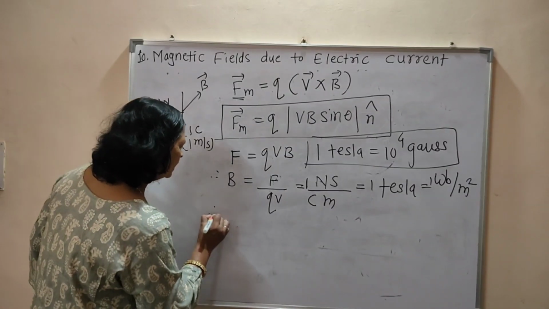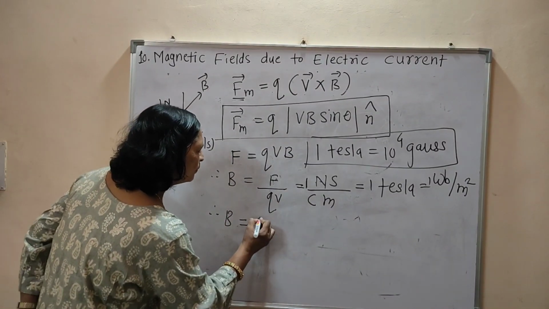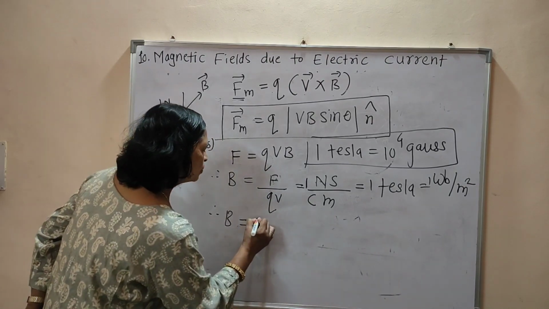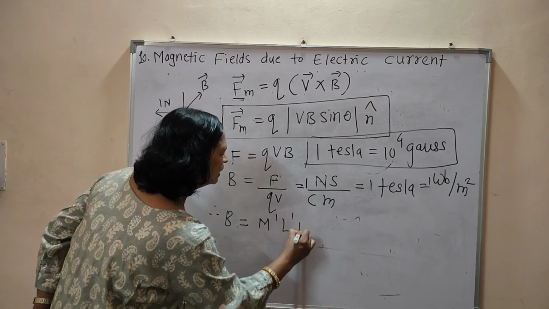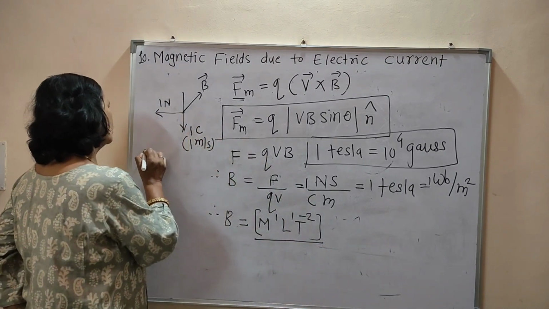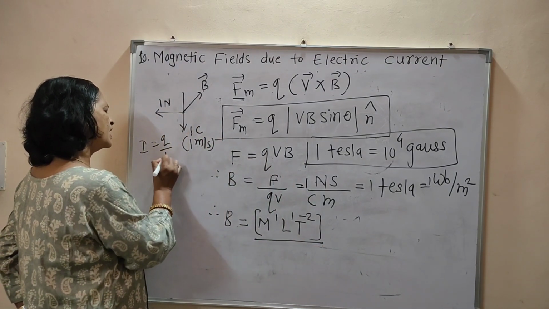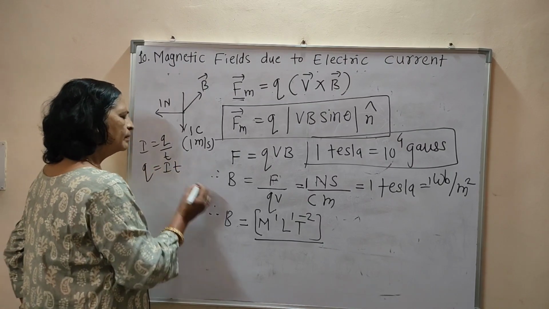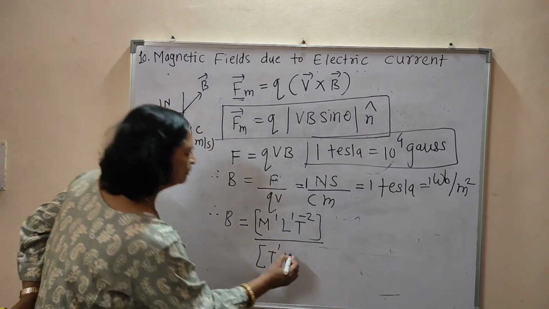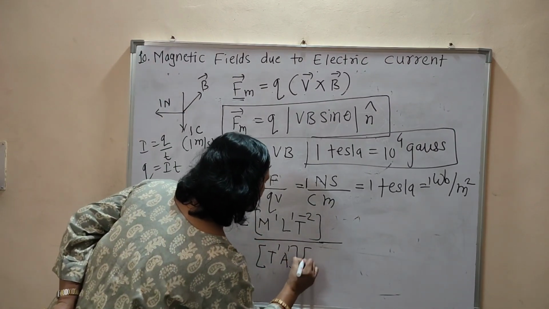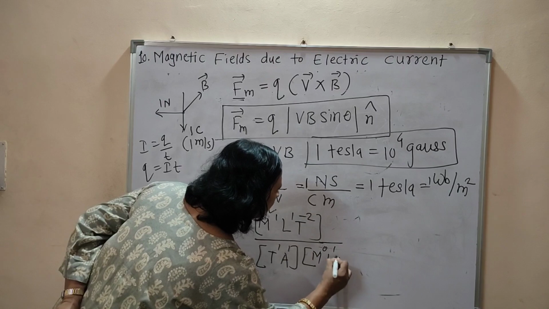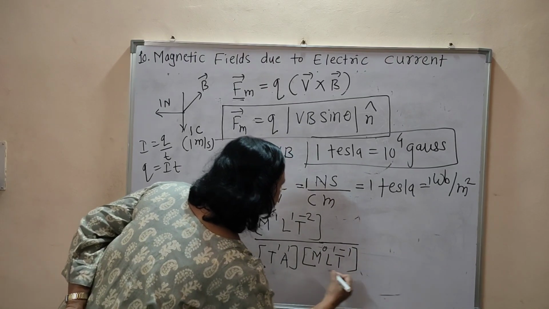Now we have to obtain the dimension of this B. The dimension of force F is equal to ma, mass into acceleration. Okay. So M raised to 1, L raised to 1, T raised to minus 2. That is the dimension of force. Then the dimension of Q: current is nothing but the rate of flow of charge, means Q is equal to IT. Means T raised to 1 and ampere raised to 1. And velocity means L by T, M raised to 0, L raised to 1, T raised to minus 1. That is the dimension of velocity.